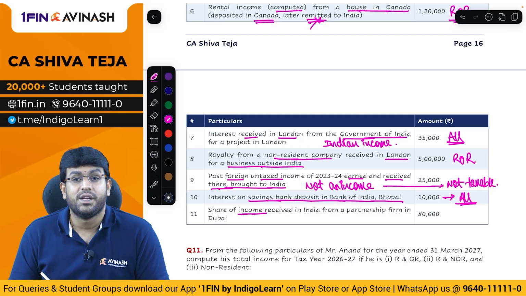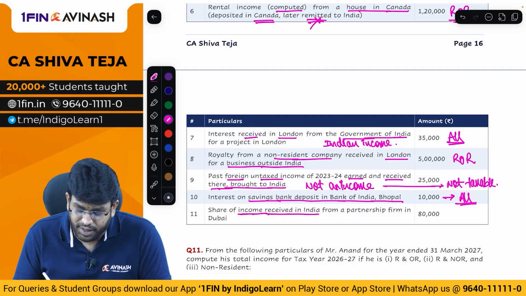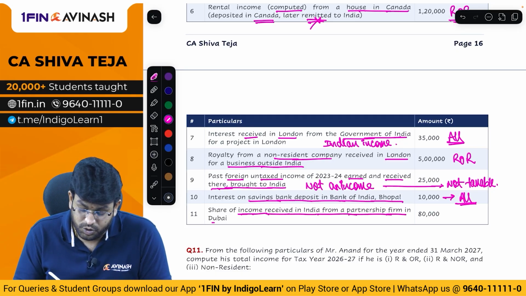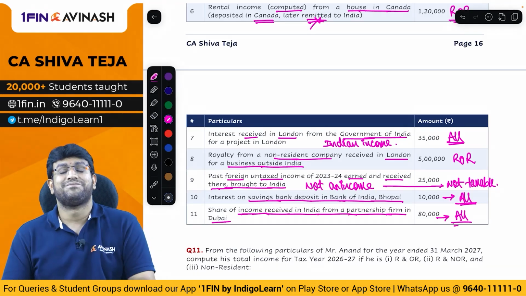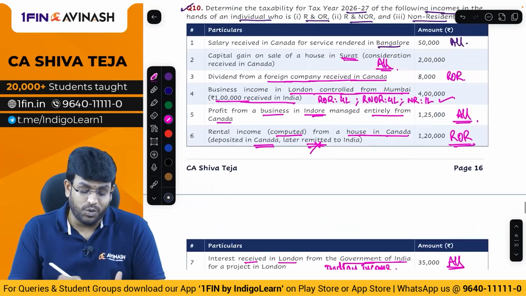Next, share of income. What is that line, my dear friends? Share of income received in India from partnership firm in Dubai. It is received in India, so we'll tax for all. So that is the story of this interesting question, guys.